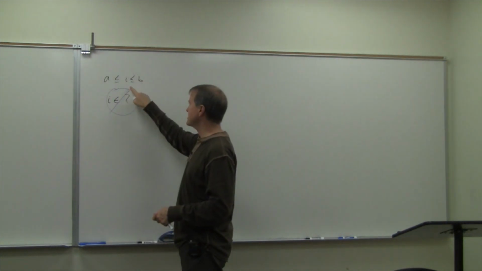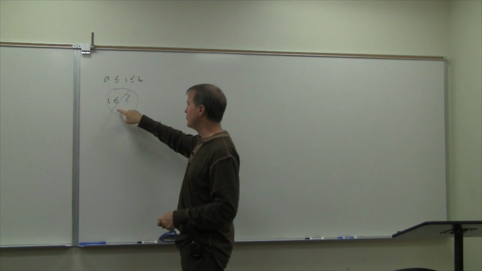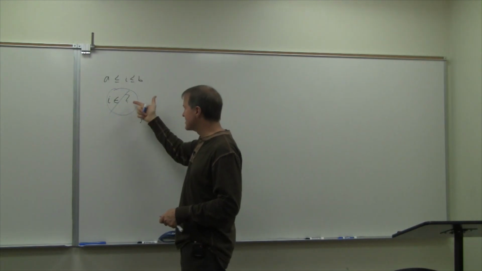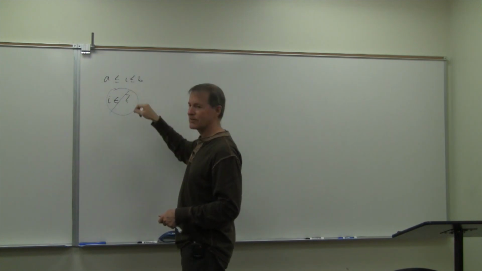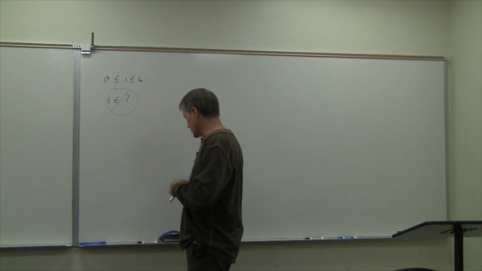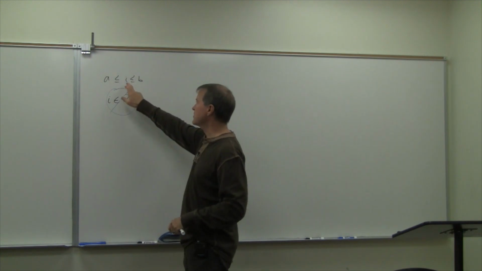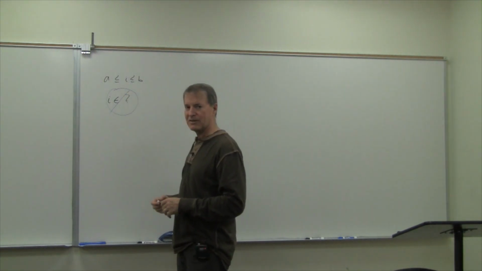If you want to say that I is in a range between A and B, you can't say I is an element of something, because this implies that I is an element of a set. And there's no sets here. This is a range. This is a Boolean expression that's either true or false. It's not a set. Is everybody clear on that first?